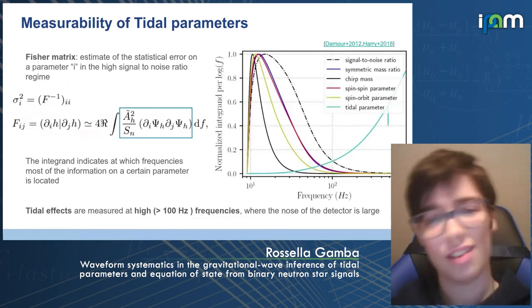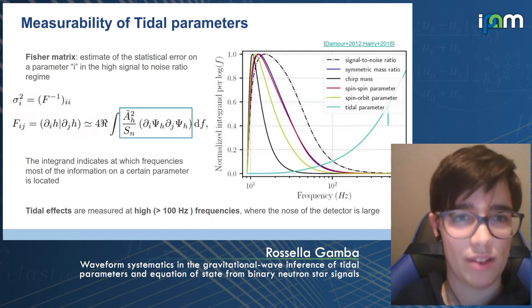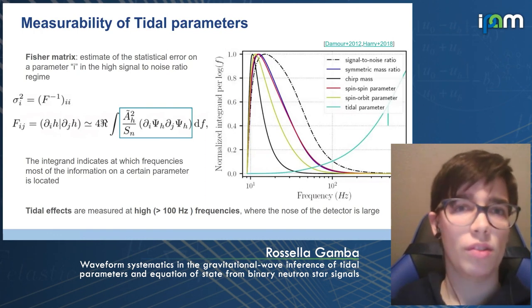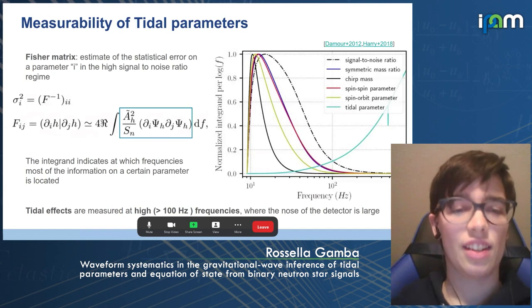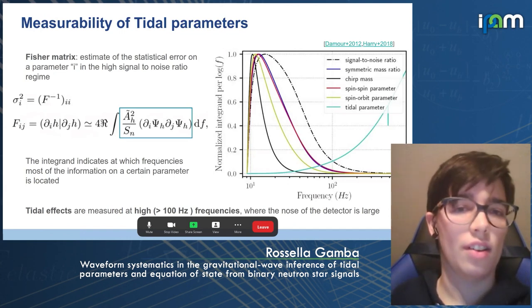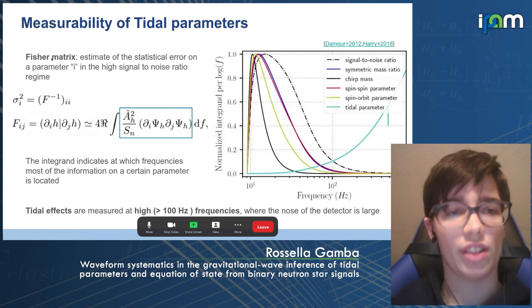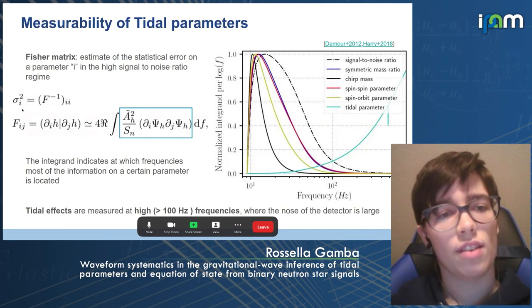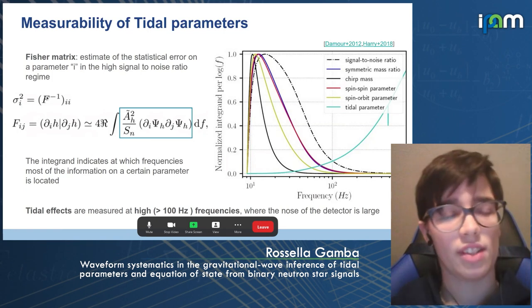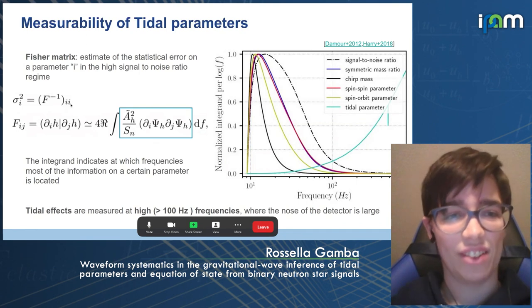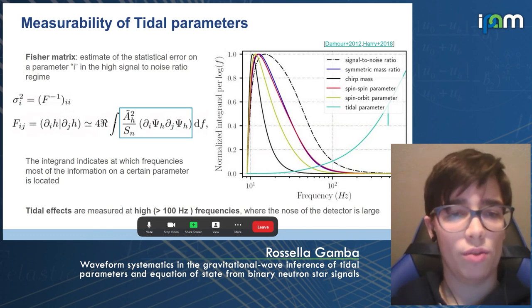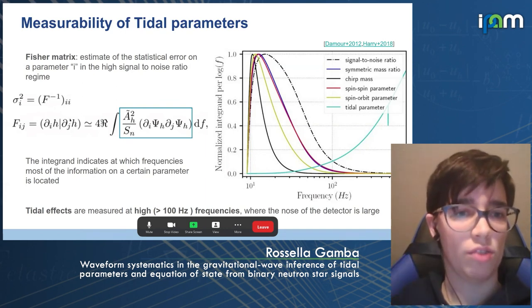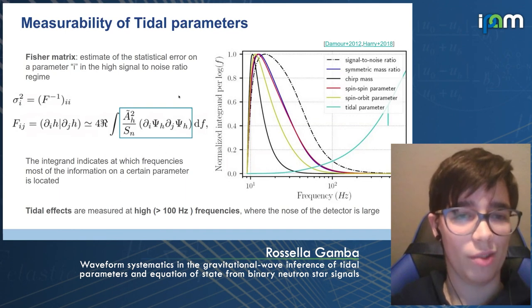So now that I have, let's say, made my disclaimers, let's talk about the measurability of tidal parameters. So in principle, it is possible, if you are in the very high signal-to-noise ratio regime, which is a strong assumption, of course, but let's assume it's true. If you are in the high signal-to-noise ratio regime, you can estimate the statistical error on a given parameter using this Fisher information matrix formalism. So this is telling you that you can estimate the variance of a parameter i using the inverse of this matrix F, taking the diagonal element. And this matrix F, F_ij, is given by the inner product between the derivative of the waveform with respect to the parameters i and j. And if you do the math, if you take a sheet and you write down the explicit form of this, you will obtain something like what I'm circling here with my mouse.